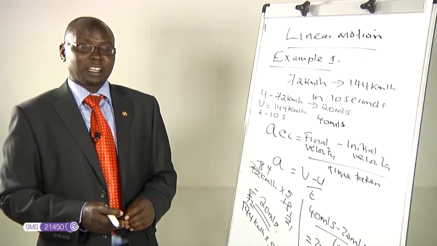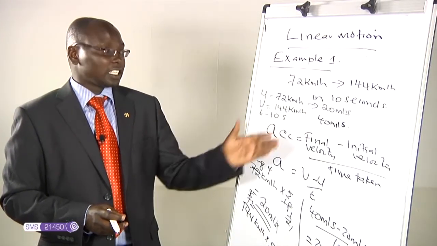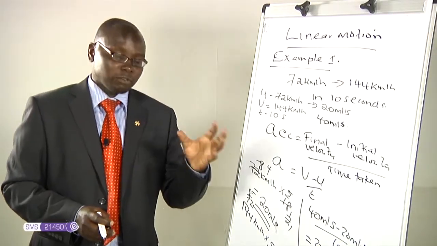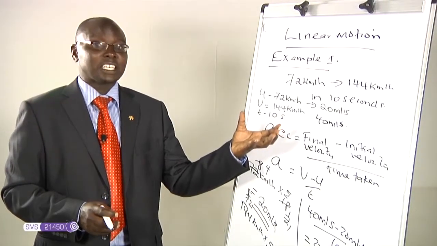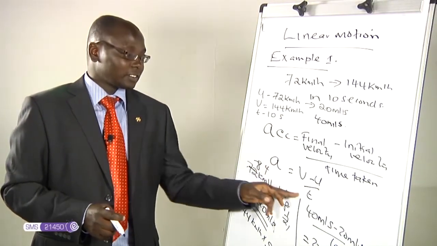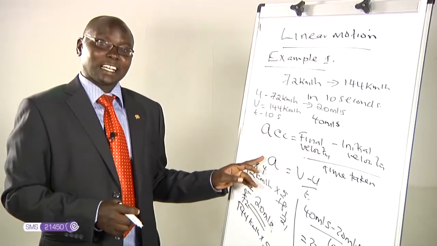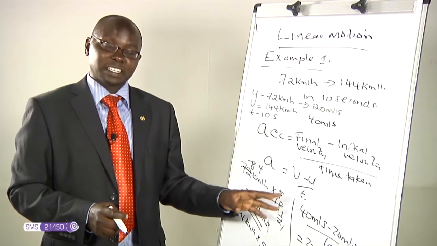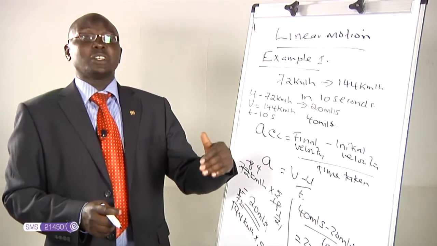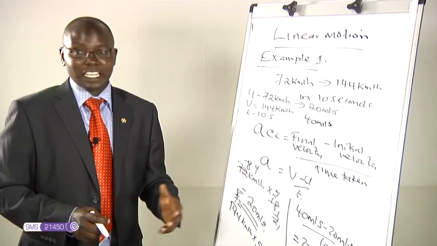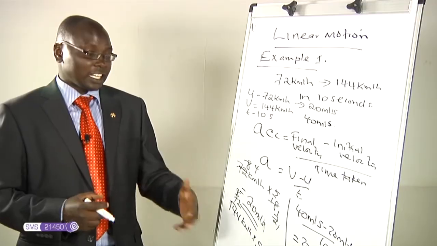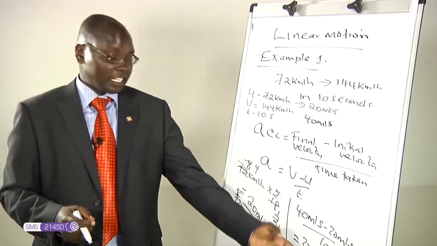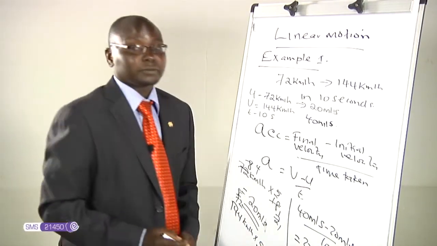First, we must confirm that we're working with the right units, that's meters per second. Then we write what we have, confirm the units. Then from there, we write our equation: acceleration is v minus u divided by time, where v is the final velocity, u is the initial velocity, divided by the time taken for that velocity change. Then from there, we substitute, write the answer and align it.